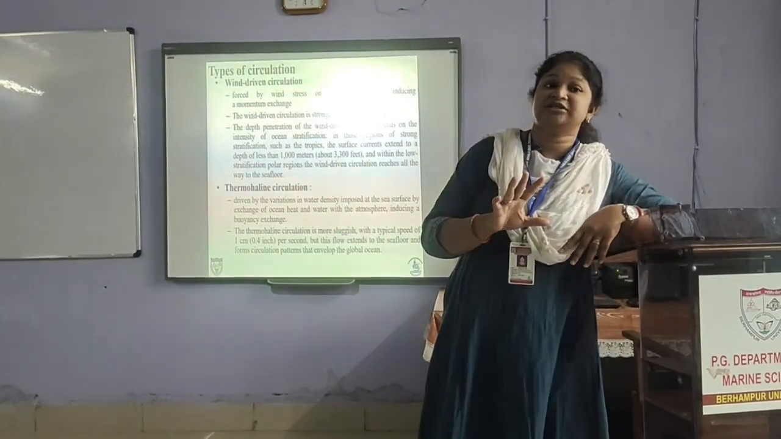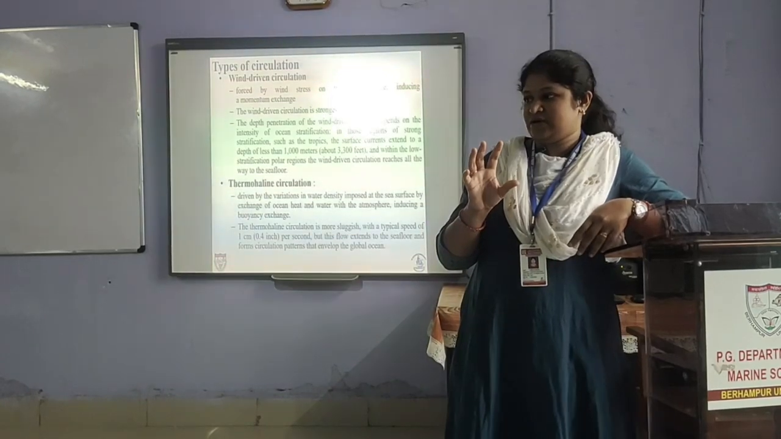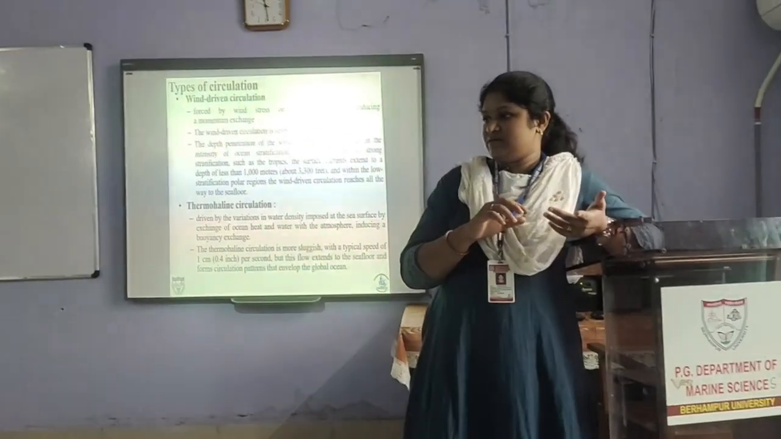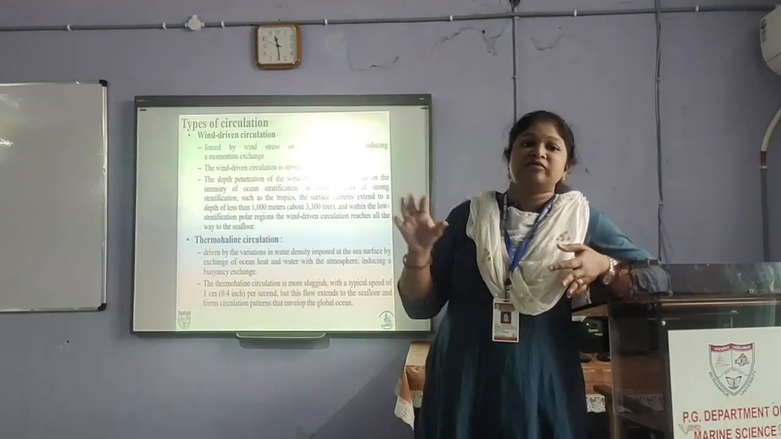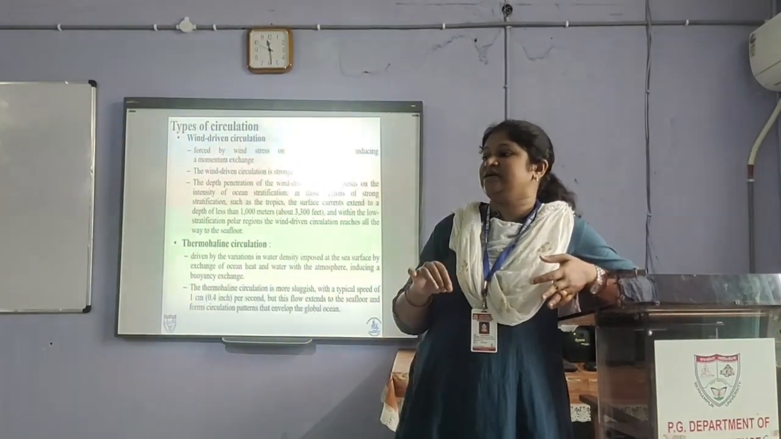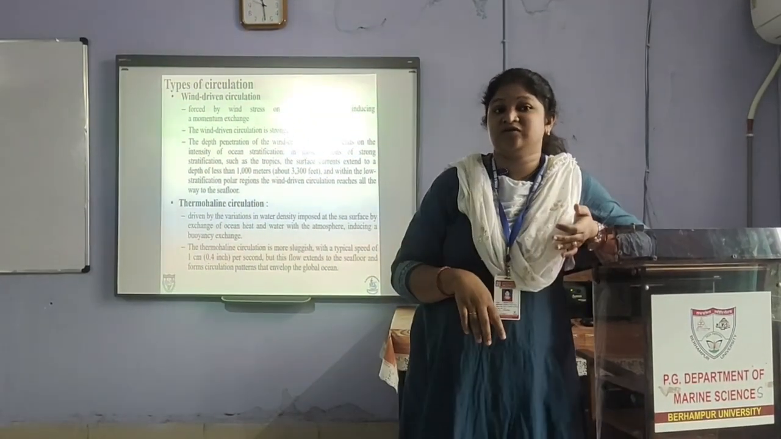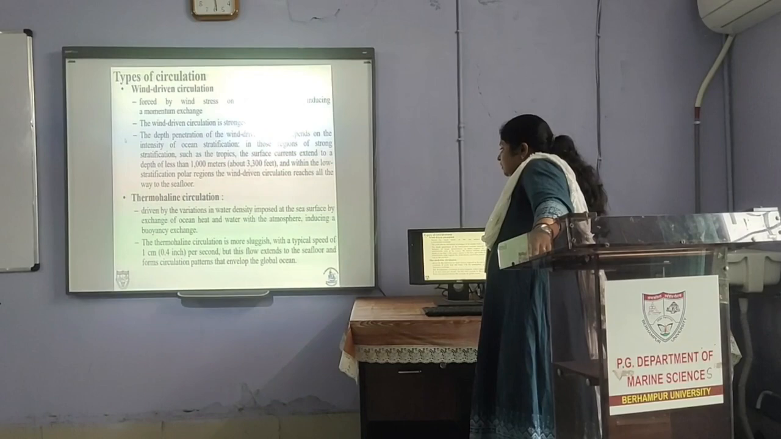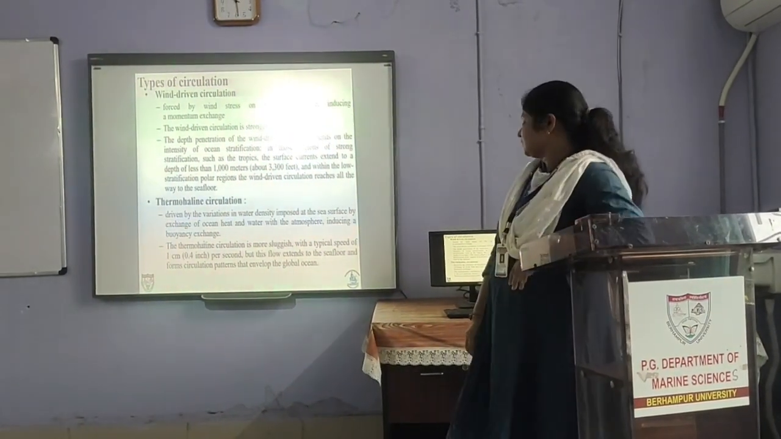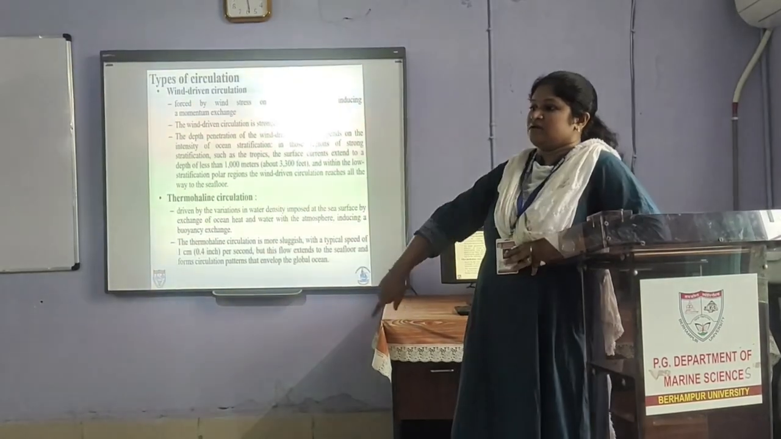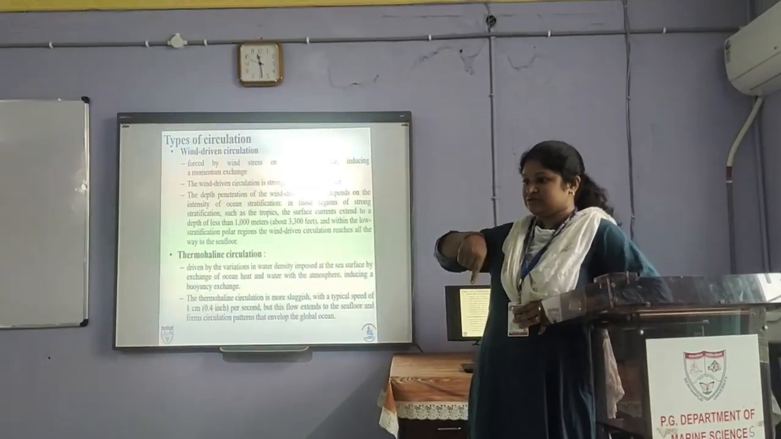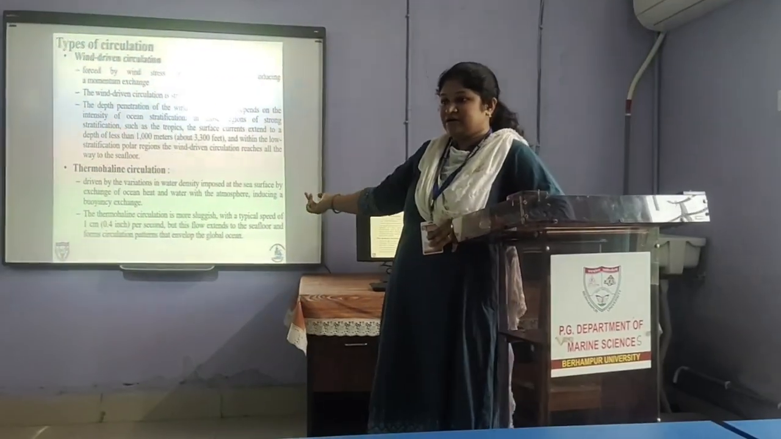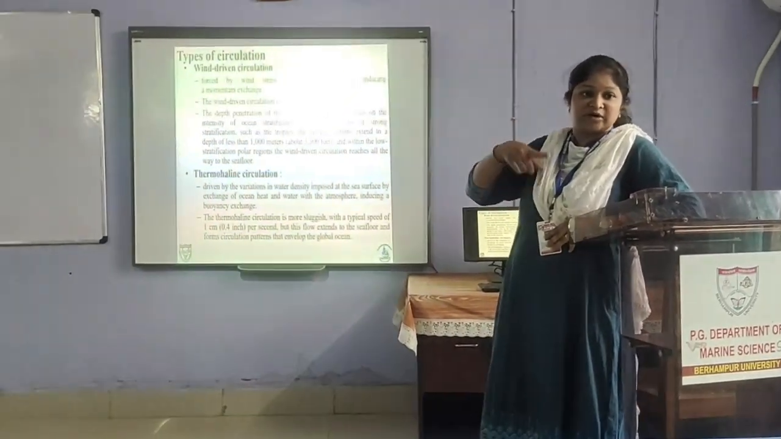See, in the wind-driven circulation, the wind energy is very high, so accordingly the velocity of the surface current is also large. But the speed of thermohaline circulation is very low, about 1 centimeter per second. It will take many years to complete one circulation. In the gyre, it will take 3 years to complete the circulation, but it will take hundreds of years to complete the thermohaline circulation.